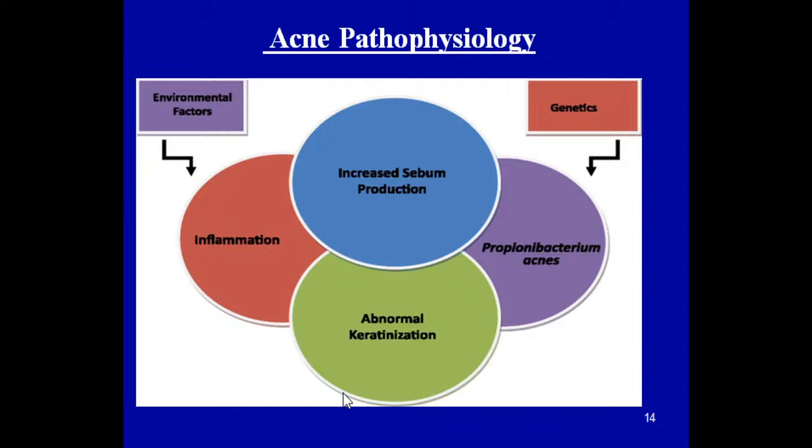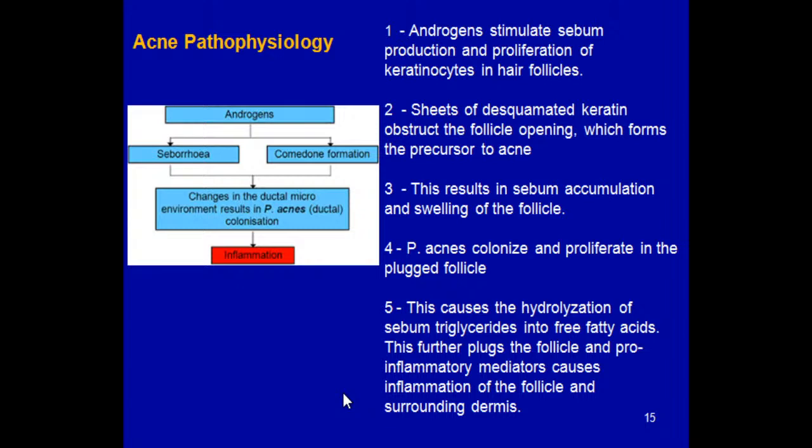Acne pathophysiology. Four mechanisms of acne pathophysiology. Androgens stimulate sebum production and proliferation of keratinocytes in the hair follicle. Shedding of desquamated keratin obstructs the follicle opening, which forms the microcomedo. This results in sebum accumulation and swelling of the follicle. Bacteria colonize and proliferate in the blocked follicle. This causes the hydrolyzation of the sebum triglycerides into free fatty acids. This further blocks the follicle, and pro-inflammatory mediators cause inflammation of the follicle and surrounding dermis.